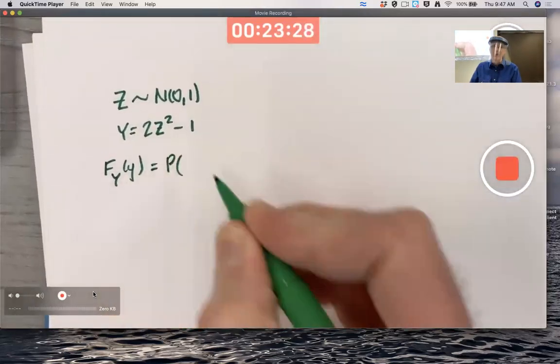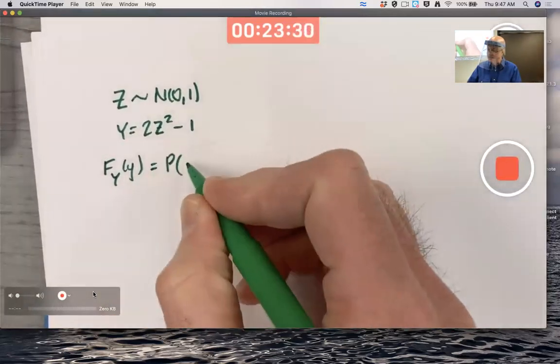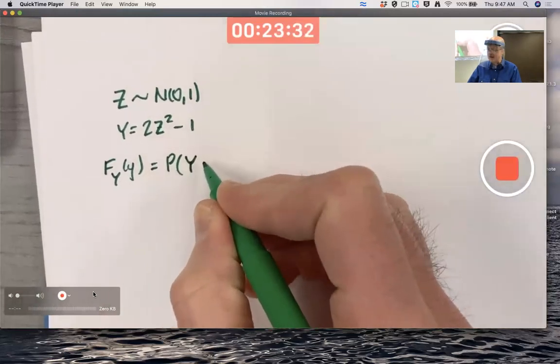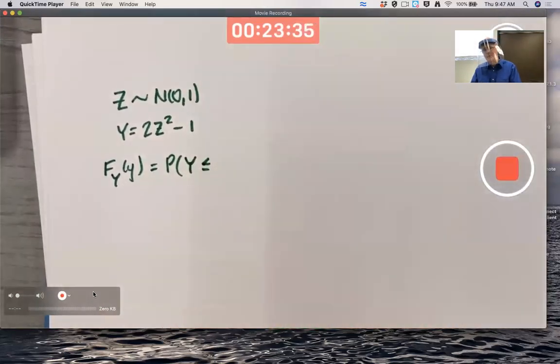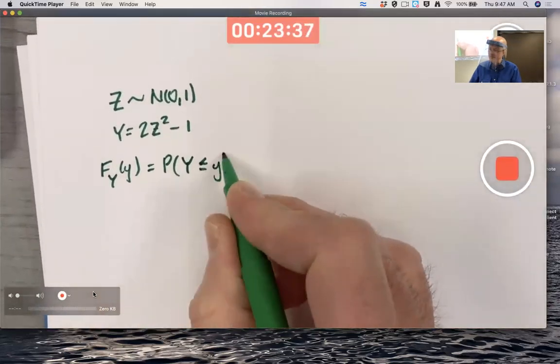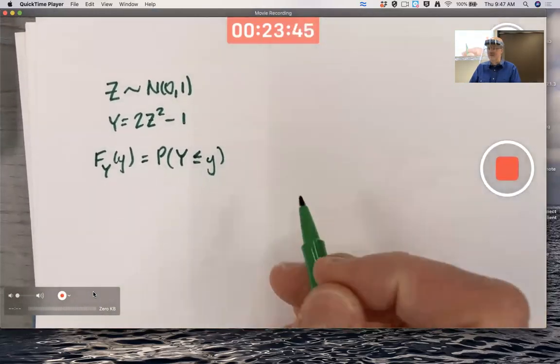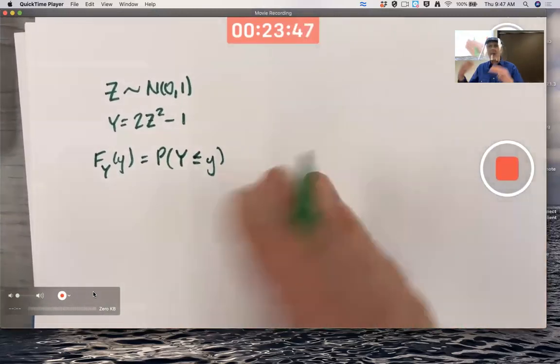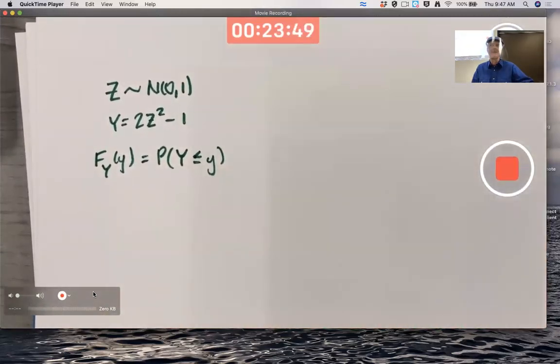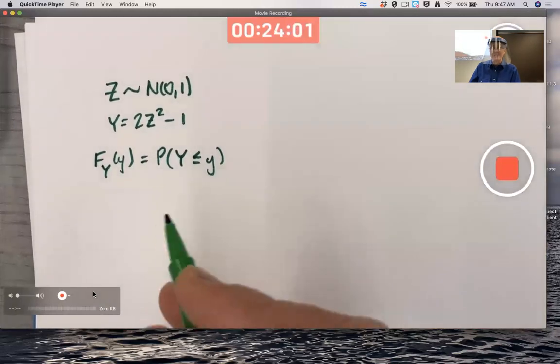As I've said over and over again, this is always the probability that the random variable, the capital letter, is less than or equal to whatever the little letter is there. The capital letters are random variables, abstract ideas, you might say. To be technical about it, they're functions, but we just treat them as intuitive abstract ideas.